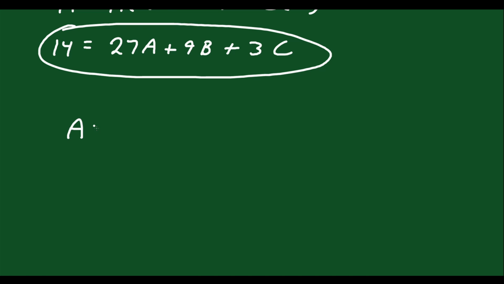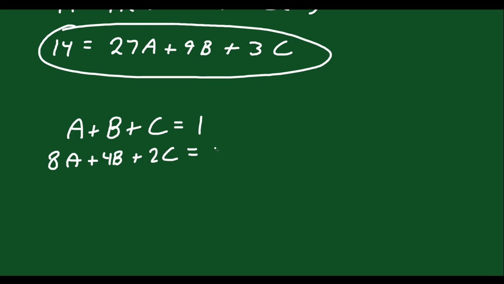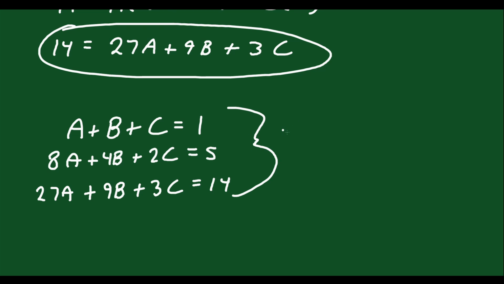Using these 3 equations, we can solve for a, b, and c, right? We're going to write a plus b plus c is equal to 1, 8a plus 4b plus 2c is equal to 5, and 27a plus 9b plus 3c is equal to 14. So all you have to do here is solve the system of equations. You can do that using technology, you can do that using substitution, or you can do this using elimination, right, if you want to do it by hand.